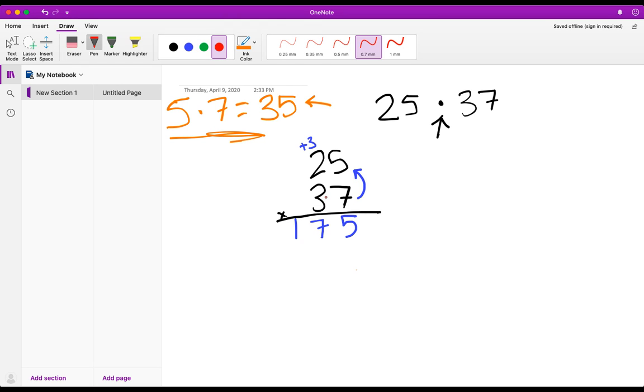Next I'm going to do this 3. And I want to remember that I have to put in that placeholder here. Remember, I can just put a 0 or something to remind me to not put a number there, because we're multiplying with this 3. We want to start right below this 3. So I'm going to do 3 times 5, which is 15. And remember, I'm going to put it right below. Then with the 15, I have to bring my extra 10 up here. 3 times 2 is 6, plus 1 is 7.